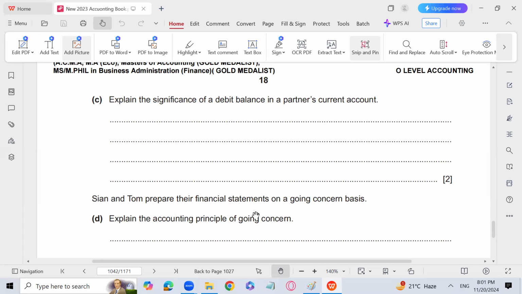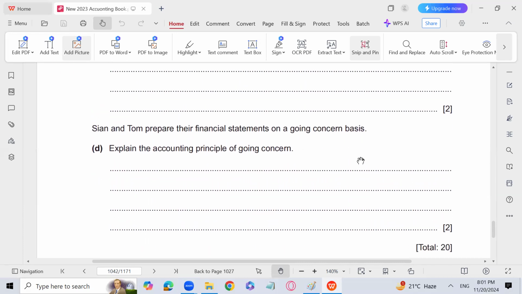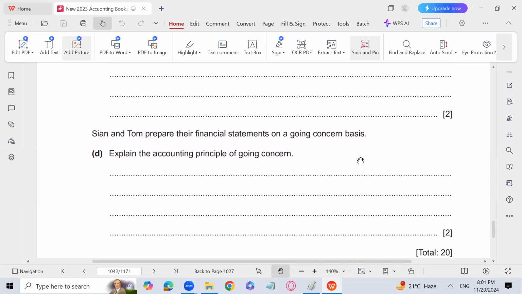Sam and Tom prepare their financial statements on a going concern basis. Explain the accounting principle of going concern. The going concern concept says this business will continue to operate and it will not close down. Business will continue to operate for the foreseeable future. We assume at the start of the business that the purpose is to run the business for good. We will not continue the business to close it down. Even if we are going to have a loss, we will continue the business, assuming this loss will be converted into profit in the next year.